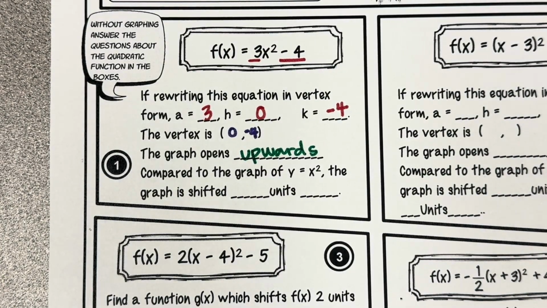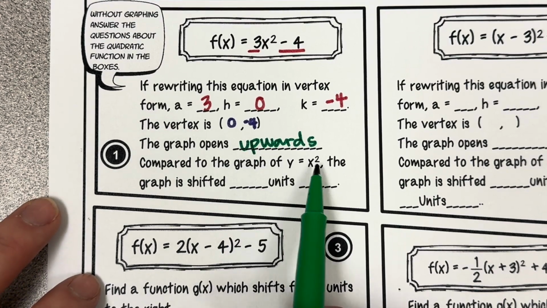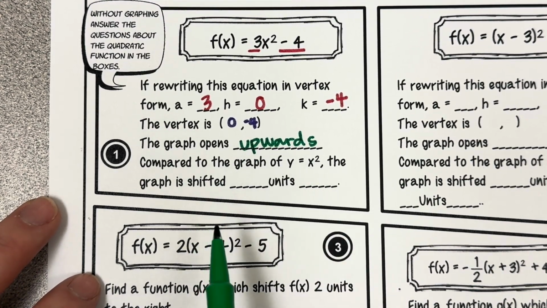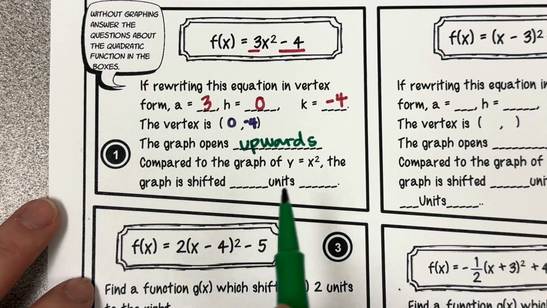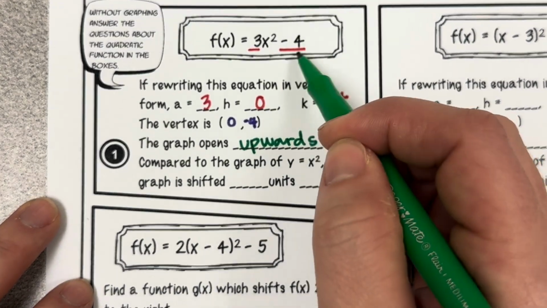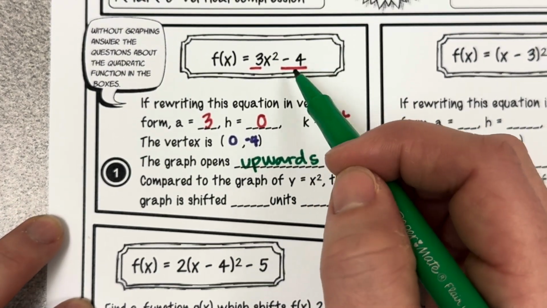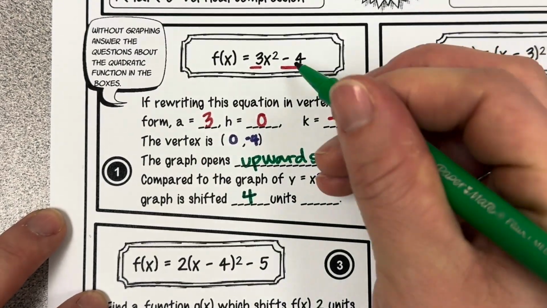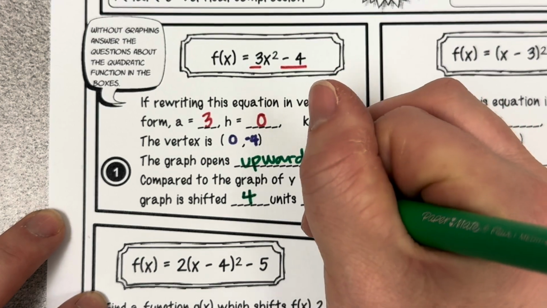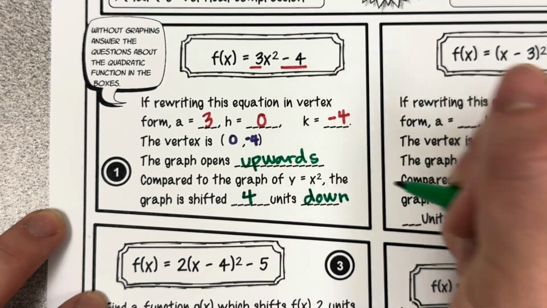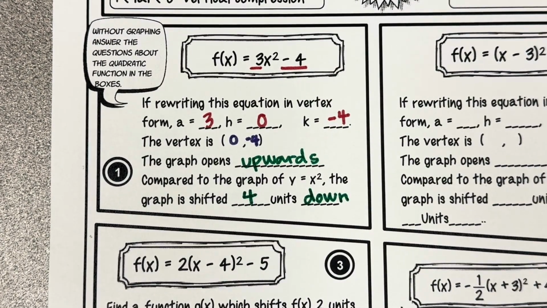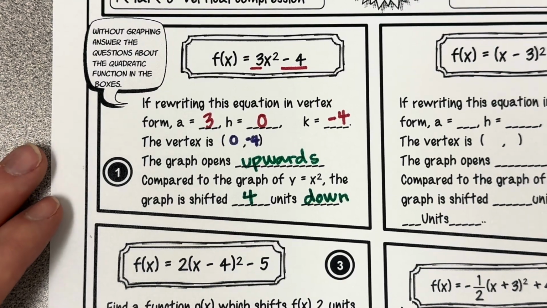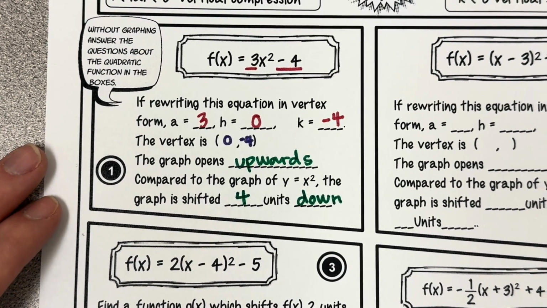Compared to the graph of y equals x squared, or just our parent function, the graph is shifted. This is what we've talked about, our vertical shift right here. 4 units, and because it's -4, 4 units down. Beautiful. First box done, filled out.